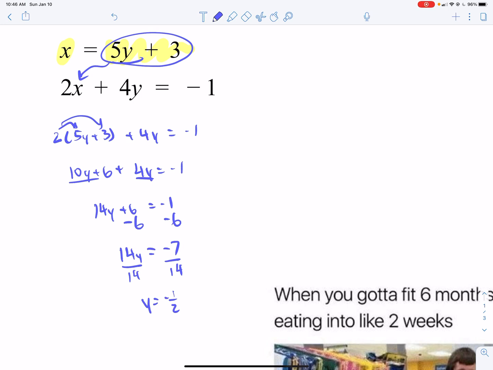But as we said earlier, you always need two answers. You need one x and one y. So now let's plug it in. Let me go up here.